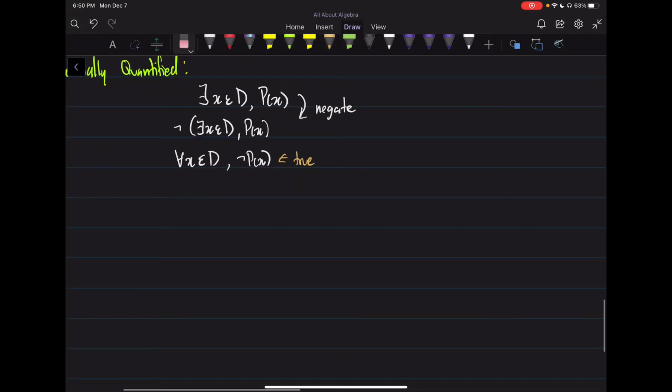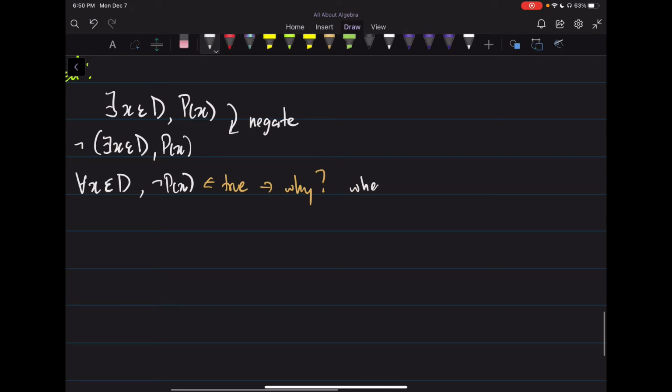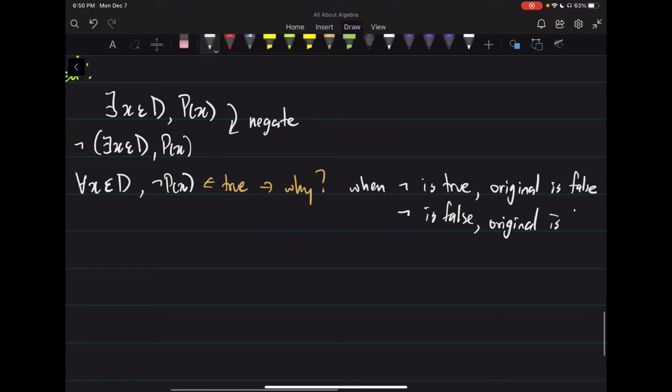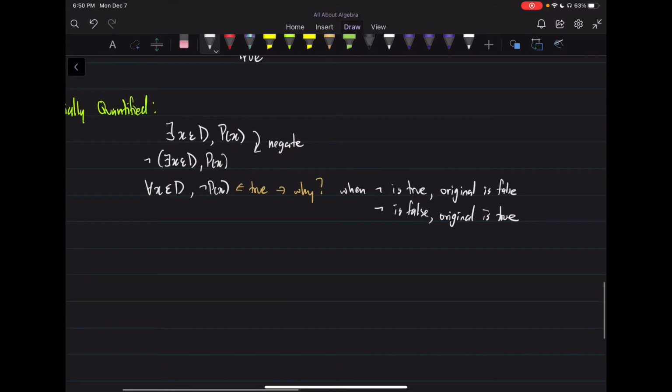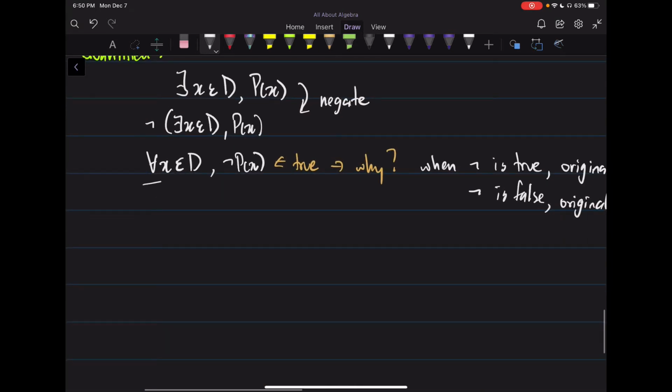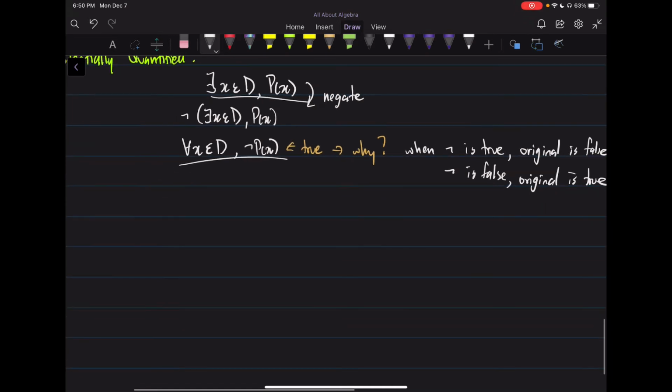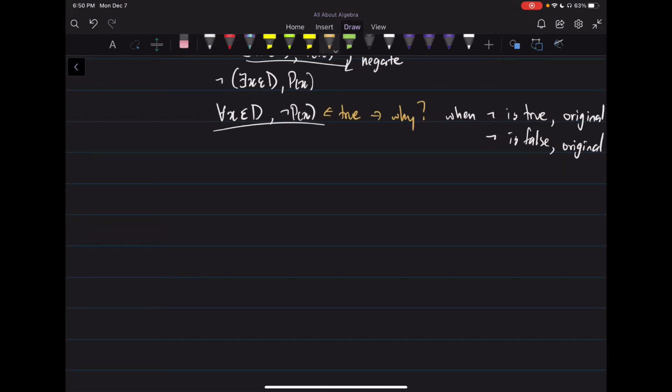Why would we prove this to be true? Because when the negation is true, our original is false. And when the negation is false, the original is true, right? So when our negation is true, our original is false. When our negation is false, then our original is true. So if we prove this to be true, then we're proving the original to be false. It's as simple as that. So now let's take a look at an example.